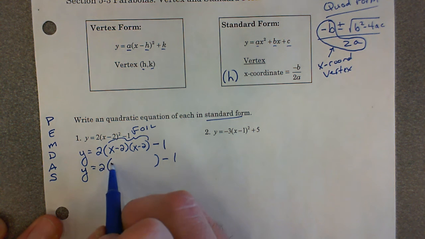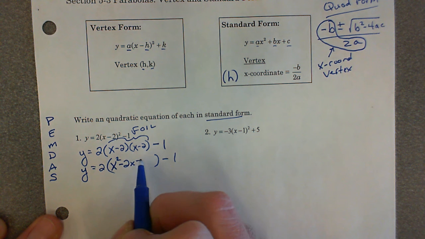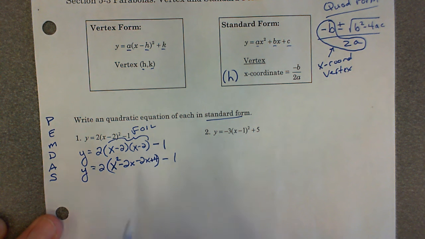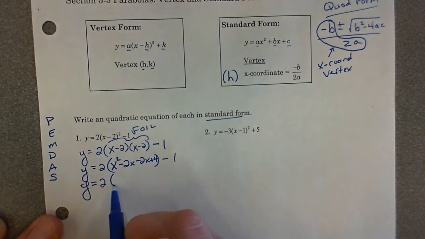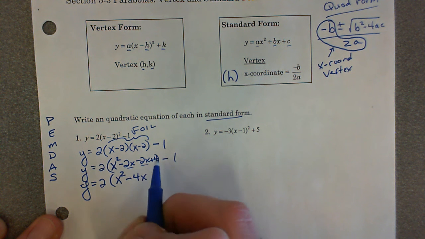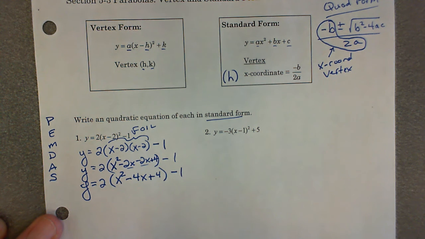So x times x is x squared. Your outer terms get you negative 2x, your inner terms get you negative 2x, and your last terms get you plus 4. Okay? And now we probably should combine like terms. So this is 2 times, this is x squared. Combine your x terms, you get negative 4x plus a 4. Still have a minus 1 at the end.